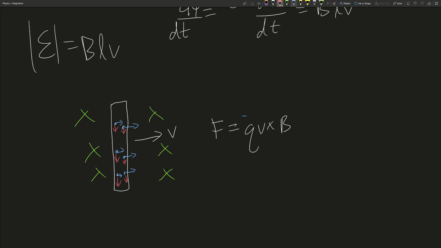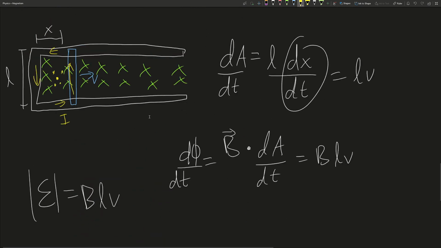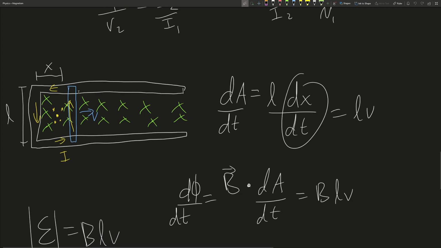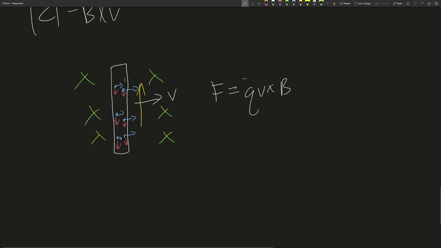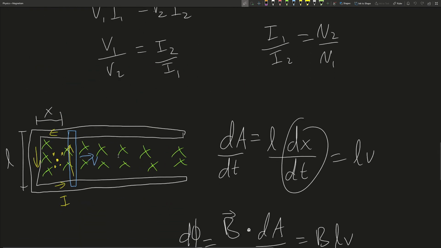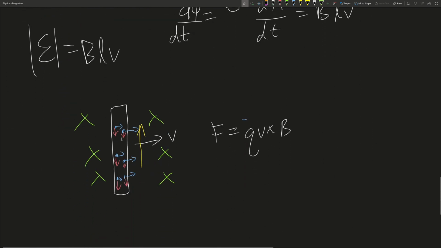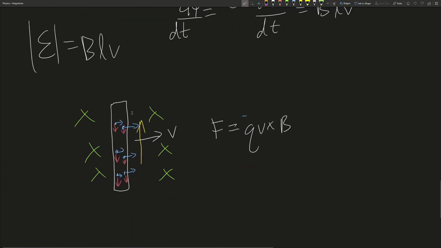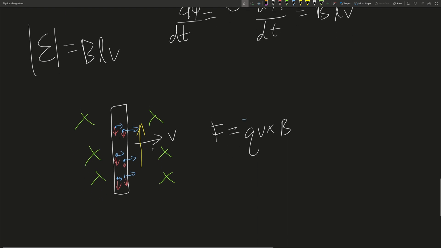But since electrons are negative, if the electrons are traveling downwards, then the current induced is going to be upwards. And this makes sense because it matches here. The electrons are forced downwards by the Lorentz force, which means that there's going to be induced current upwards. So these are two ways of finding the direction of a current from a moving conductor in a magnetic field.